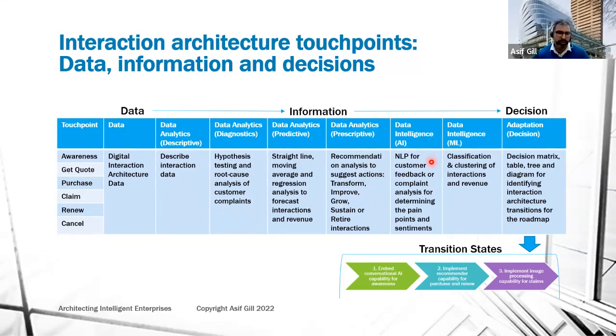Also, you may want to use AI. You can maybe embed customer feedback or other things. You can use natural language processing to recognize the pain points and other sentiments in interactions on your interaction architecture. And then you're looking at that data intelligence, which is machine learning. You can classify and cluster certain interactions, here with the interactions and revenue example I'm giving.